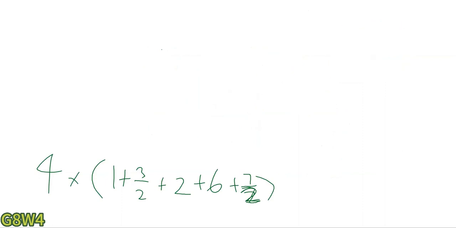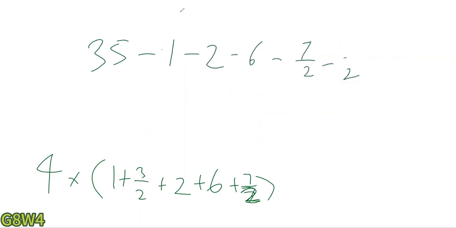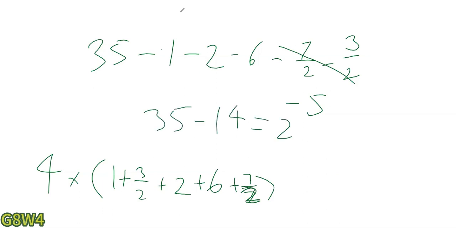All right, and the area of the rectangle, it's a 7 by 5 rectangle, so it's 35. 35 minus 1 minus 2 minus 6 minus 2 over 7 minus 2 over 3. So 2 over 7 plus 2 over 3 is 5. So minus 5. 1, 2, 6, and 5. So 1 plus 2 plus 6 plus 5 is 14. So 35 minus 14 equals 21. And then 21 times 4 equals 84. So the area of KLMN is 84 centimeters squared.